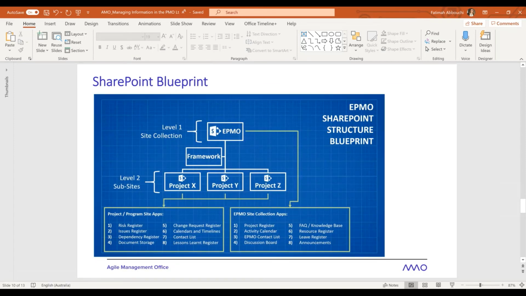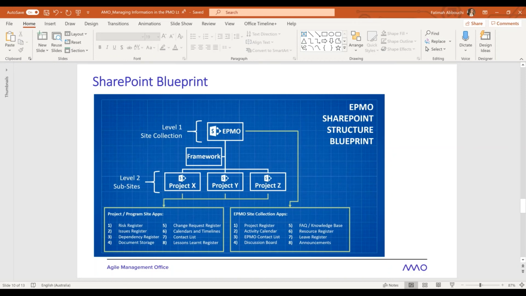This is just a little bit of a visual of what a blueprint could look like, as it's not too dissimilar to one of the earlier slides. But what I wanted to demonstrate here is you'll see that on the bottom there is a project program site with applications or elements that you would set up as apps, and then on the ePMO website, as for SharePoint site, you would maybe add the other items. So on an enterprise level PMO, or if that was the top level of your company, you would put things on there like a knowledge base, a leave register, discussion boards and whatnot. You wouldn't necessarily need those in each individual project, but you could have them.